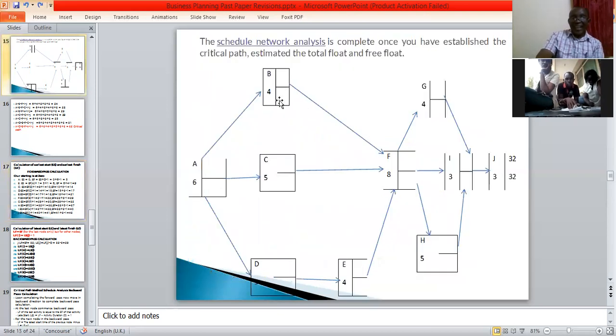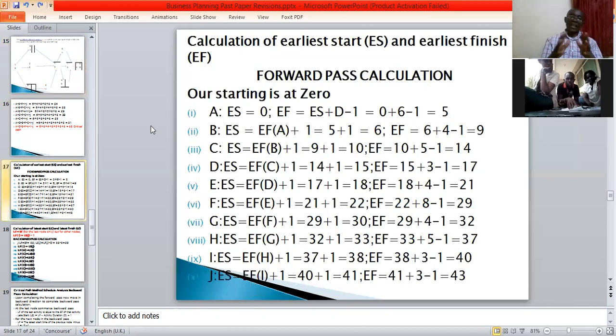So the earliest start for B is earliest finish A plus 1. So we are saying the earliest start for B is the earliest finish for A. The moment A finishes, then B starts. Are we able to make some sense out of this? Yes. So that's how we do the forward calculation. So when you look at this project, it had about 10 activities. So you need to do all the 10 activities like that.